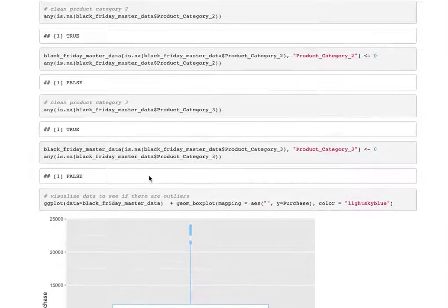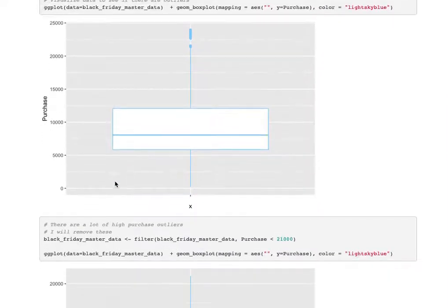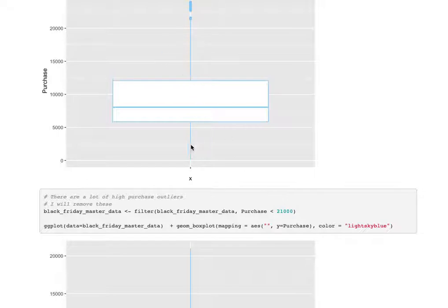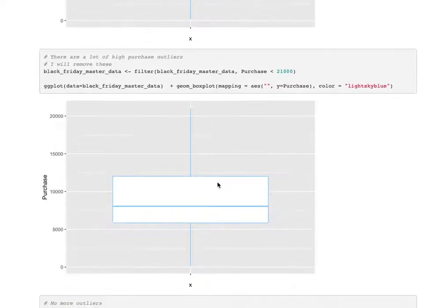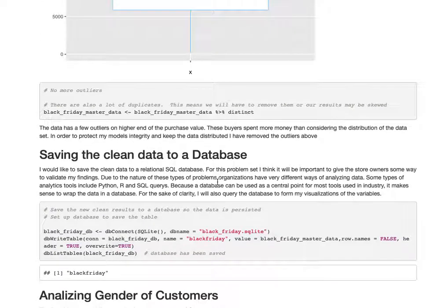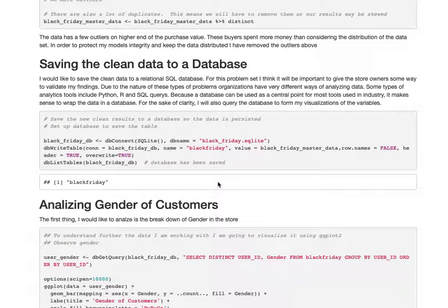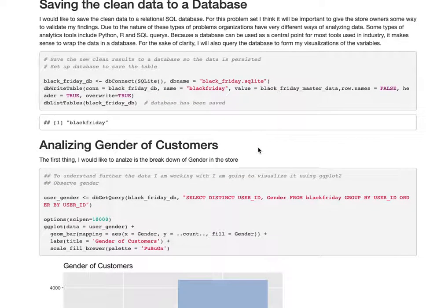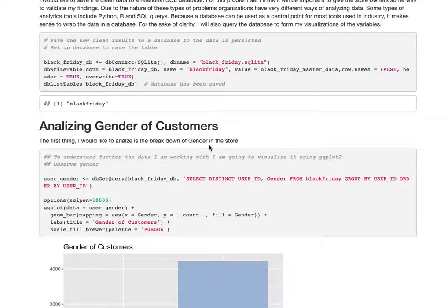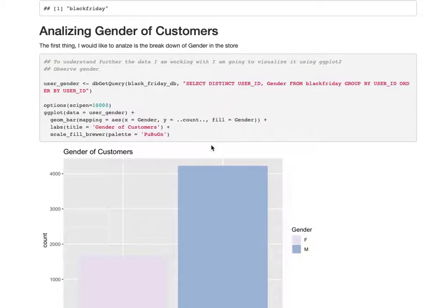So I go through some of the steps of cleaning the data, removing outliers, as you can see with the box plots. And then once the data is all clean and I'm happy with the data set, I back it up to a database. I'm going to query this database, but I think it's also important that I hand over something that the store could use to verify against my data and my findings that I eventually will present to them. I feel that SQL is a little bit more universal than R scripts.